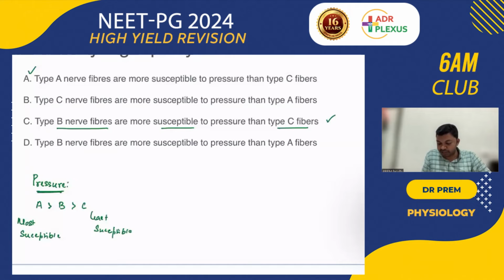Look at this option, guys. Type B nerve fibers are more susceptible to pressure than type C fibers. Isn't this a right answer? Beautiful, Dr. Satyakumar, Dr. Merlin. B fibers are not motor fibers, all right? They are autonomic fibers. Thinnest is A? No, A is the biggest fiber, all right? So Dr. Satyakumar and Dr. Merlin, you guys are very, very right. Good.